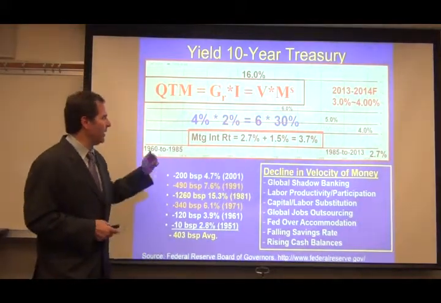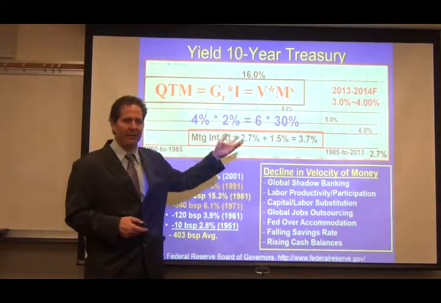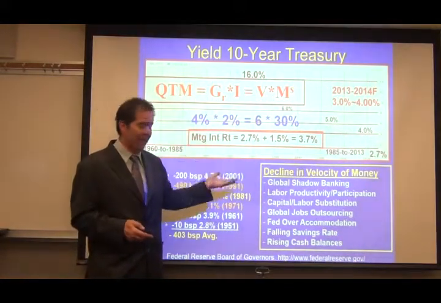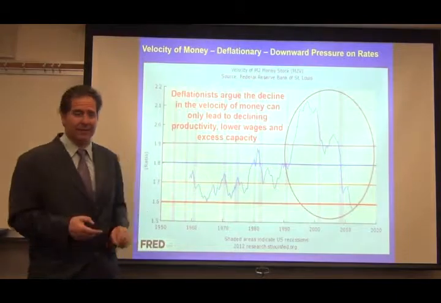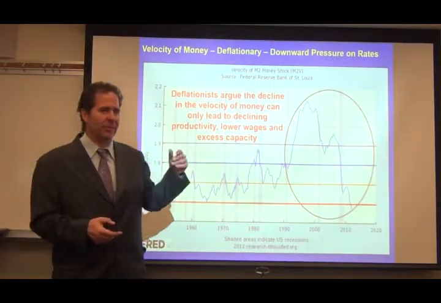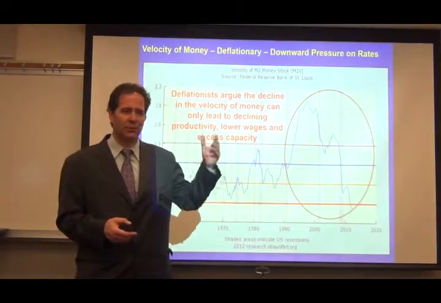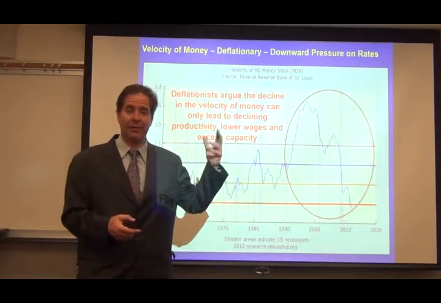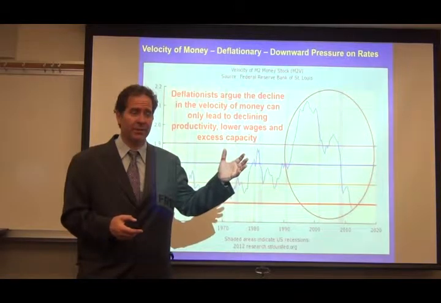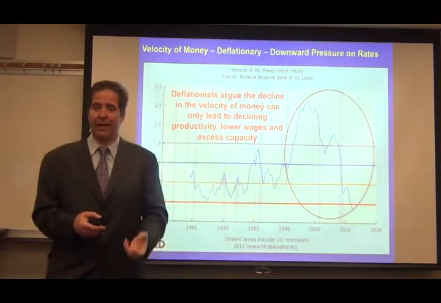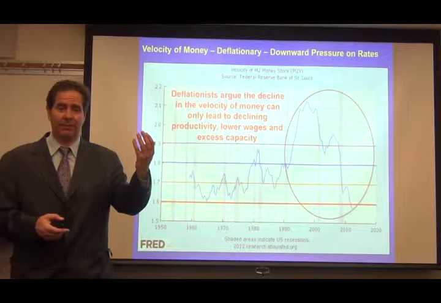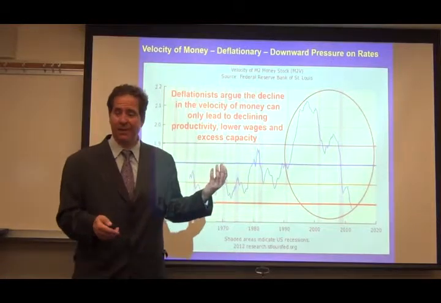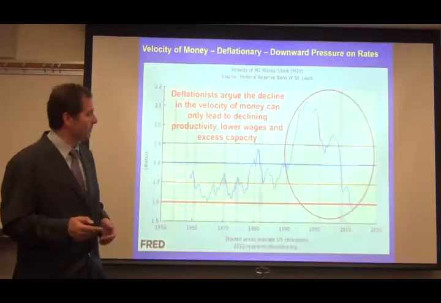So the quantity theory of money equation is broken down, velocity is broken down, and until velocity comes back, I do not see GDP growth rates being able to run above 3% for a significant time period, or at least a long enough time period to push down the unemployment rate and increase the labor participation rate. And that's what the Fed is going to have to do.